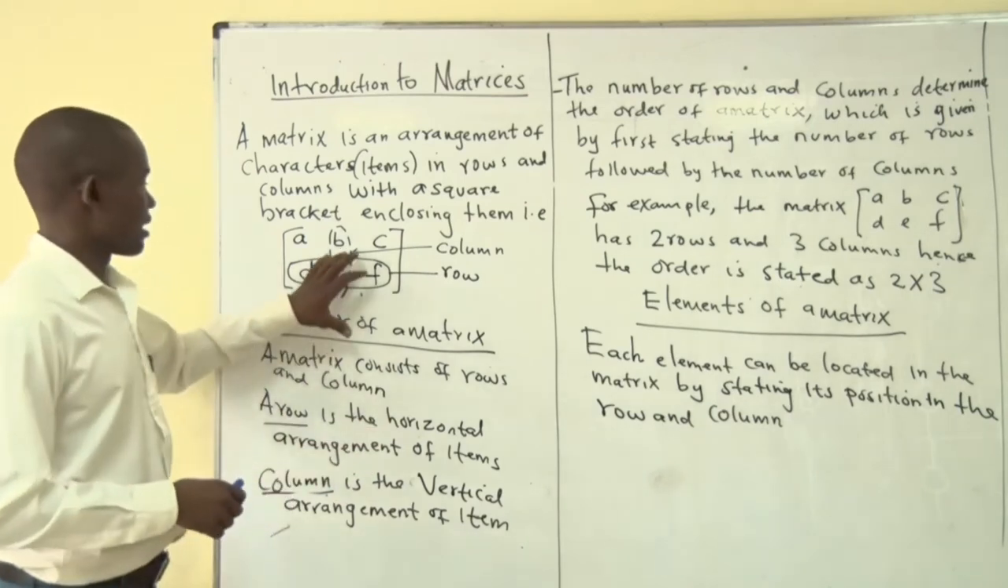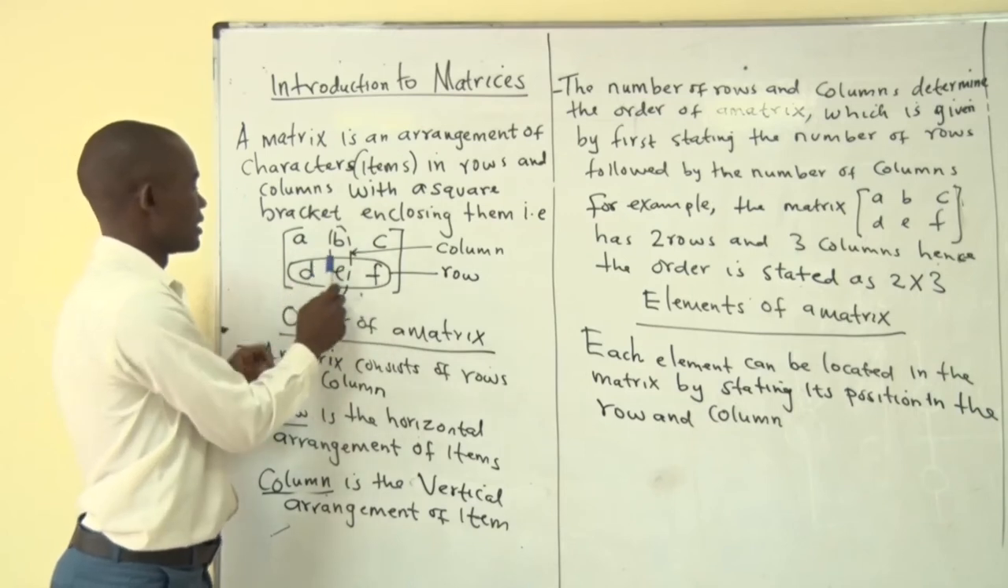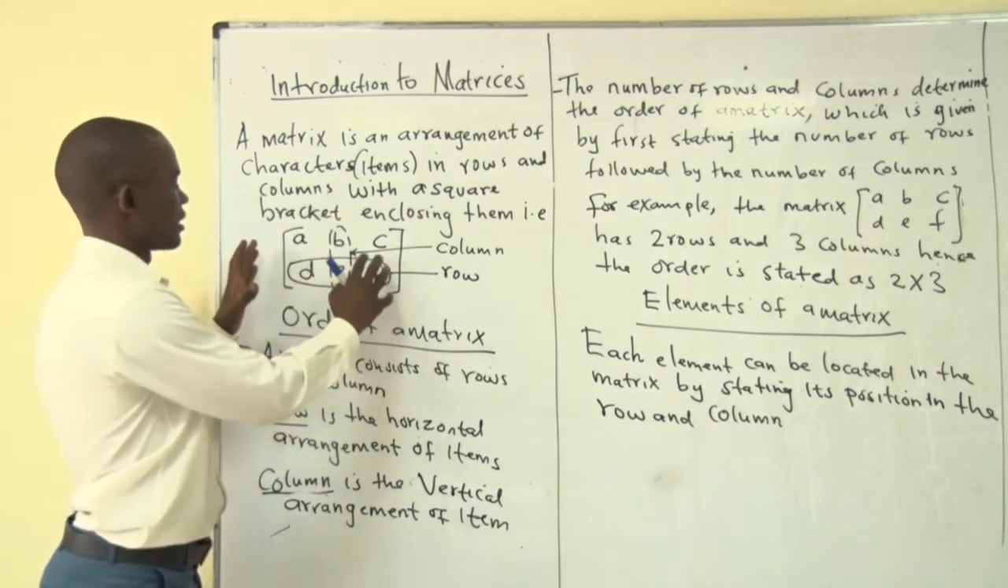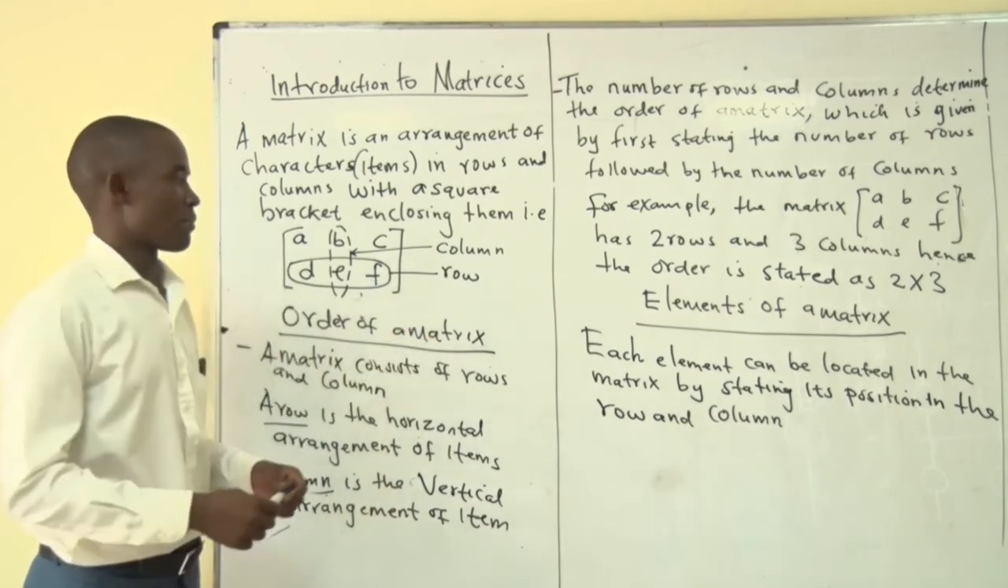So you can see an example of a matrix. You can see A, B, C, D, E, F, which has been enclosed by a square bracket. So a matrix must have this square bracket. Without it, it won't be a matrix.